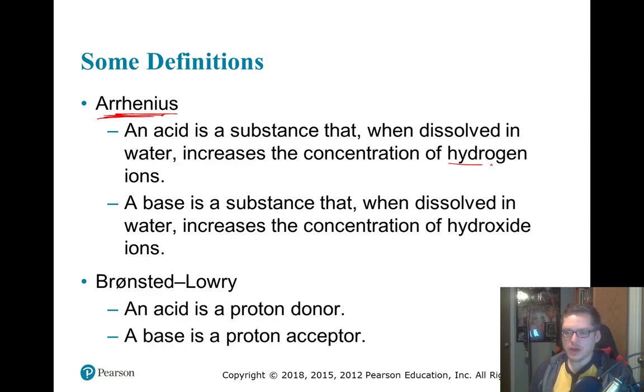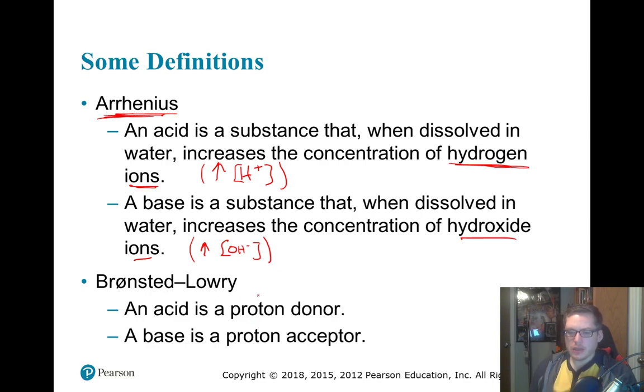So anyway, he defined that an acid is a substance that, when you put it in water, increases the concentration of hydrogen ions. So it makes the hydrogen ions go up, all right? So you could just say it increases the concentration of H+. And then a base is a substance that, when dissolved in water, increases the concentration of hydroxide ions. So we could really say that this increases the concentration of OH minus.